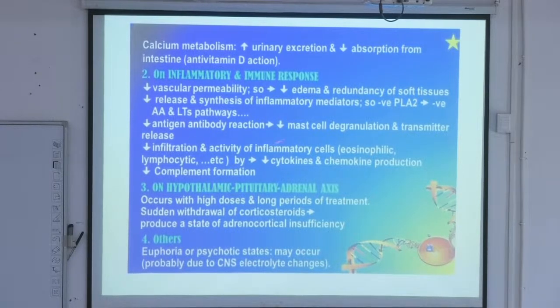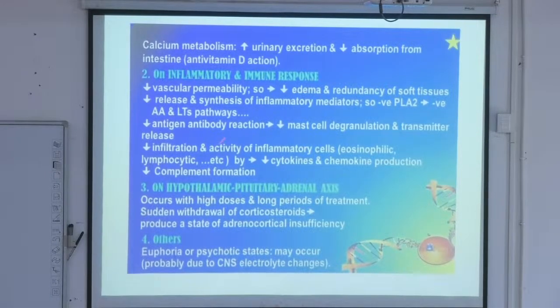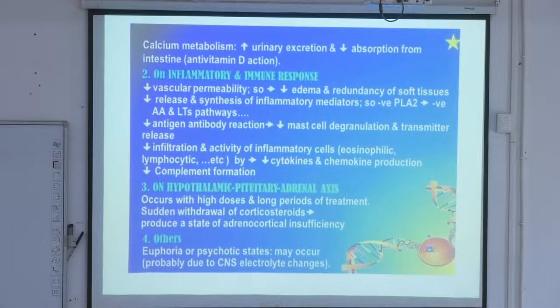Glucocorticoids also reduce the antigen-antibody reaction, and thus mast cell degranulation and transmitter release is reduced. Glucocorticoids also reduce infiltration and activity of inflammatory cells like eosinophils and lymphocytes. At the site of inflammation, they reduce their infiltration and further activity, and thus reduce the secretion of cytokines and chemokines by these inflammatory cells. And they also reduce complement formation. These points you have to write when you are asked to explain how they act as anti-inflammatory and immunosuppressive agents. Okay?